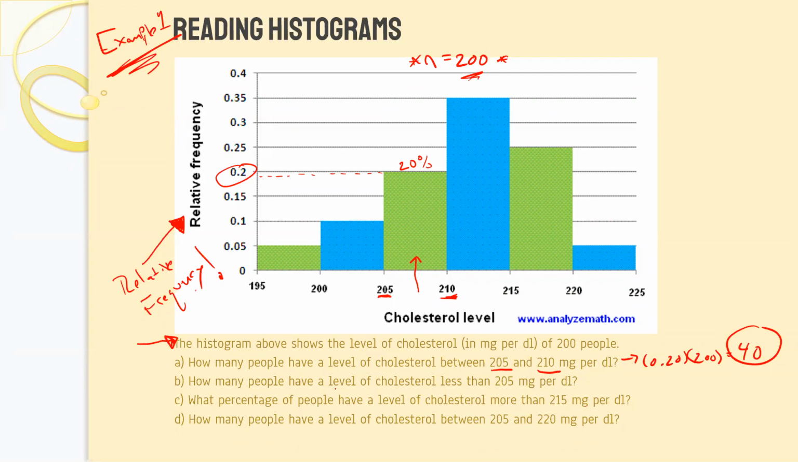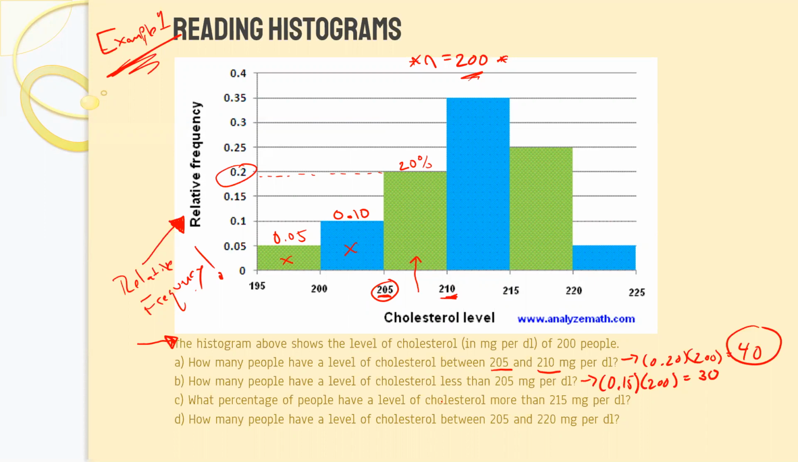The next one says, how many people have a level of cholesterol less than 205? So here's 205. To be less than that would be this one and this one. This group represents 5% of people, and this group here represents 10% of people. So that is 0.15. But then to get the number of people, you'd multiply that by the 200. And I believe that would get you 30. Exactly.